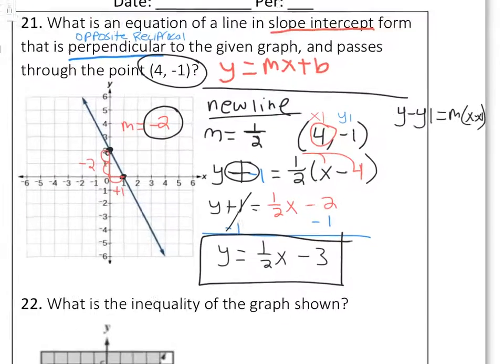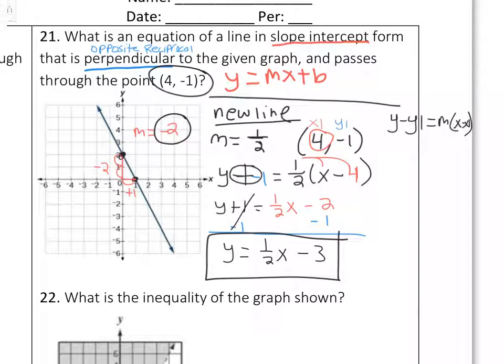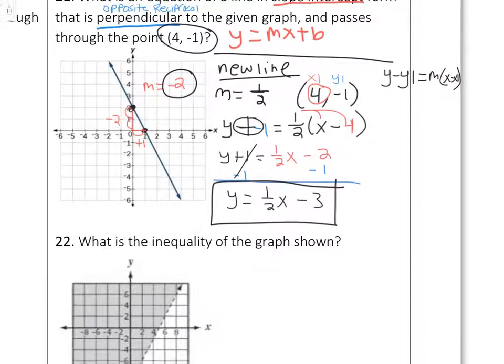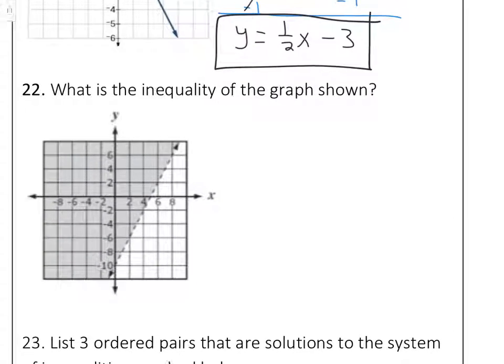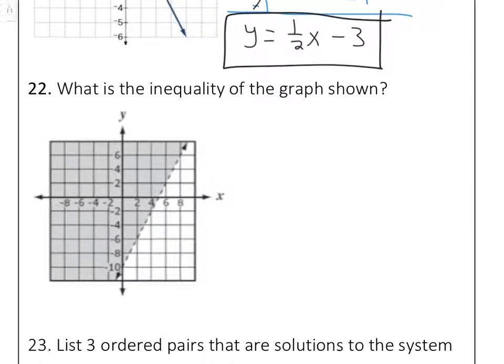Slope-intercept form. Make sure you guys know the difference between standard, slope-intercept, and point-slope, because you'll have to use all of them. All right, good. Now we get into inequalities. What is the inequality of the graph shown?